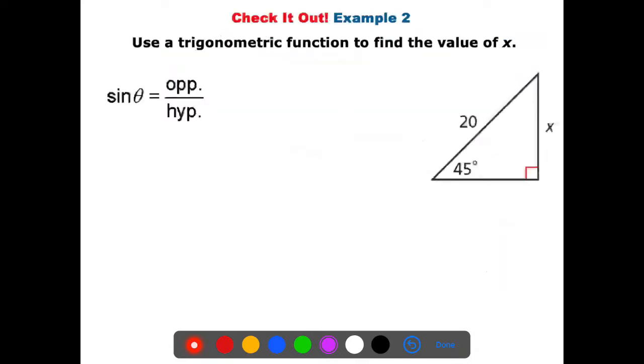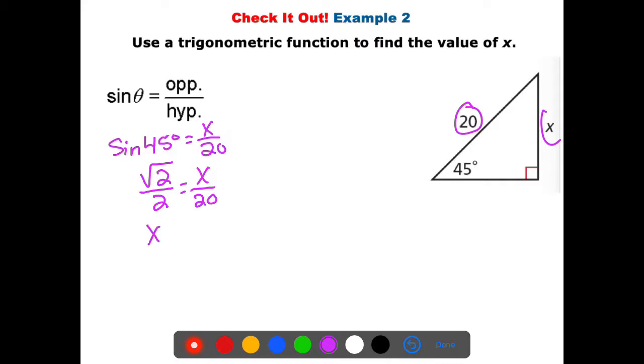Okay, next example, find the value of x. So we're going to use sine once again, and then we will do sine of 45 degrees equals x over 20, because you are doing your opposite over your hypotenuse once again. And then if you go back a couple slides back to that table, you will see that sine of 45 degrees is the square root of 2 over 2. And then you'll set that equal to x over 20. Then when you solve that, you'll get x equals 10 times the square root of 2.